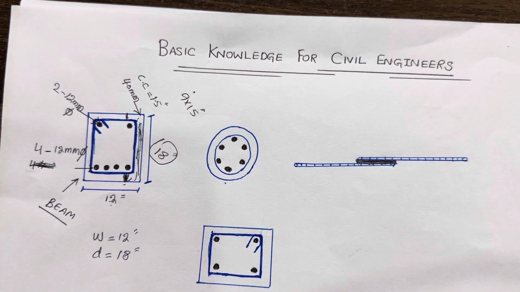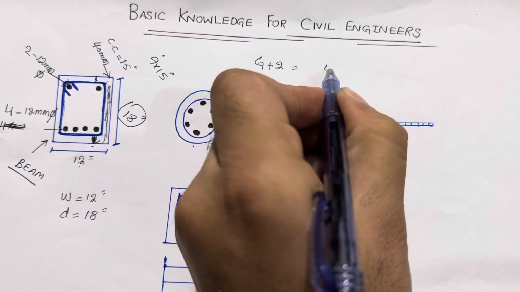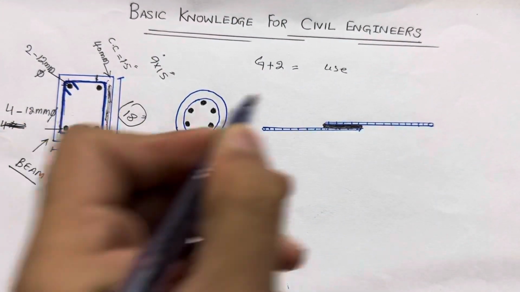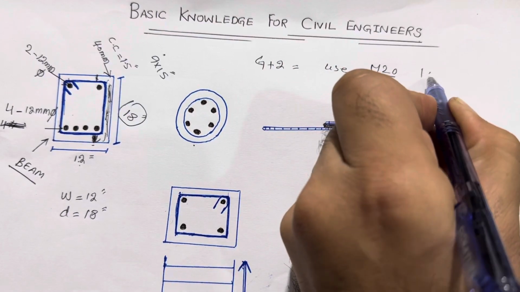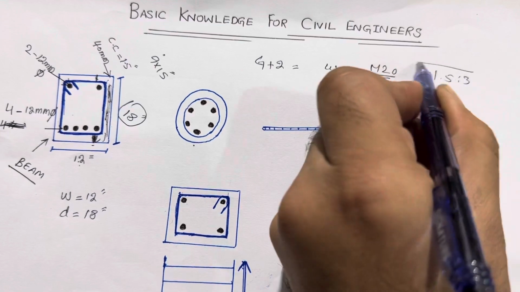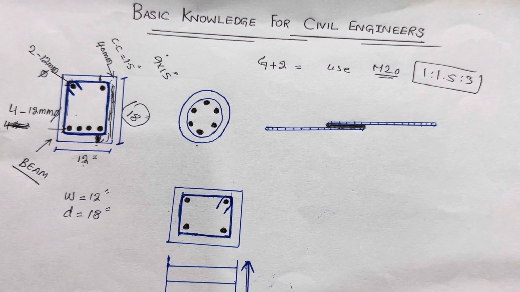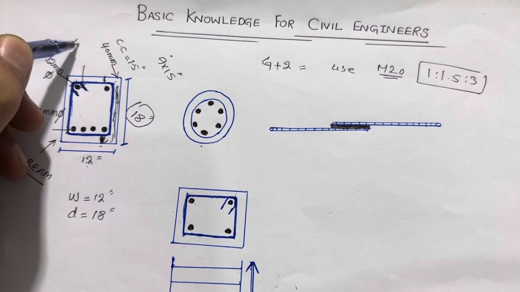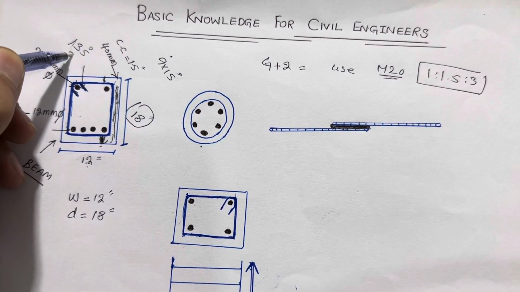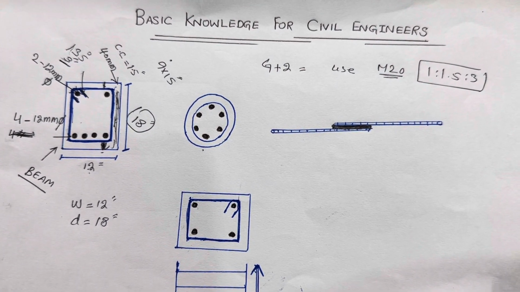So for normal residential building up to G plus 2 story, use for beam M20 grade concrete, which ratio is 1:1.5:3. This is the common grade of concrete which we are using for normal residential building. So this is about beam, okay? So if you see, guys, the hooks should be bent on 135 degree with the length of 3 inches. Keep in your mind this point. So it should not be less than 3 inches.